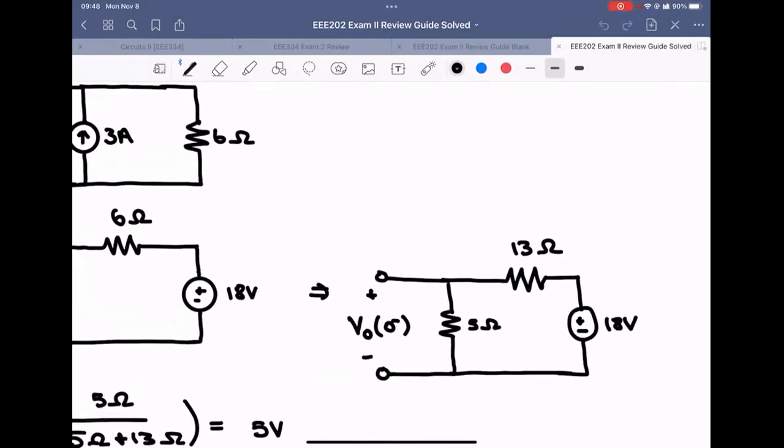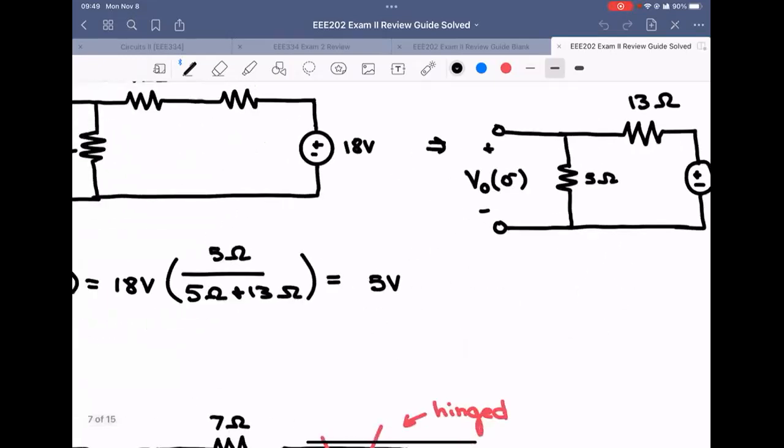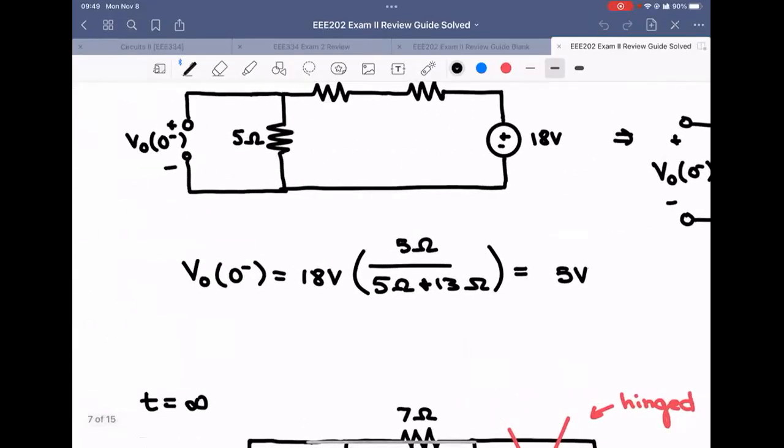So in the positive, we'll have the 18, those match up the polarities. So we'd have 18 volts times, sorry, that's 5 ohms. 18 volts times 5 ohms over 13 plus 5 ohms, which is 18 times 5 over 18. So the 18s cancel and we're left with 5 volts. And that would be your V out of 0 minus.